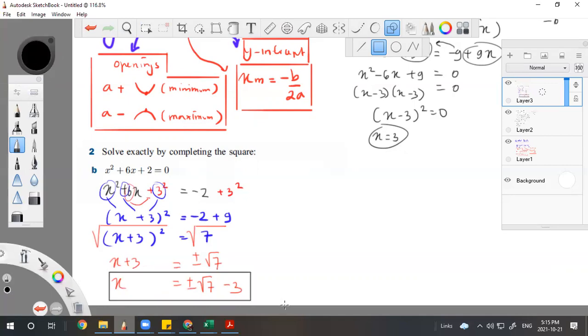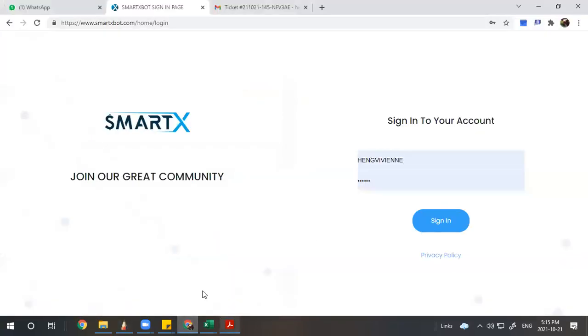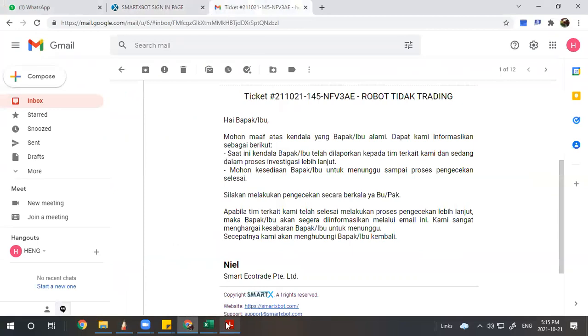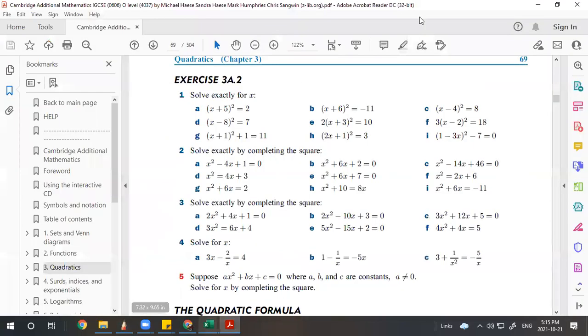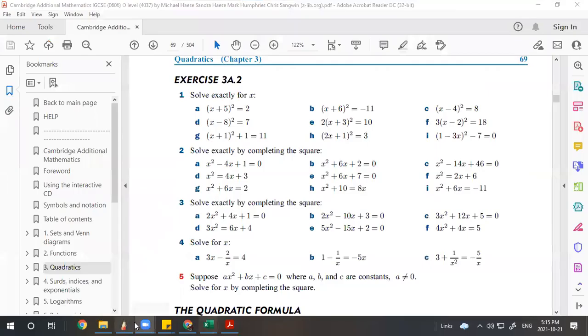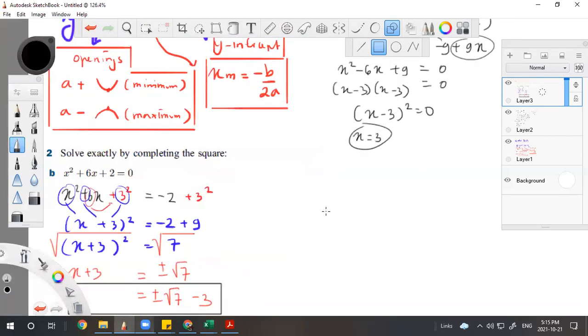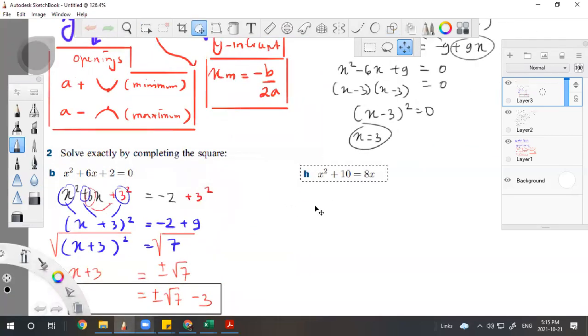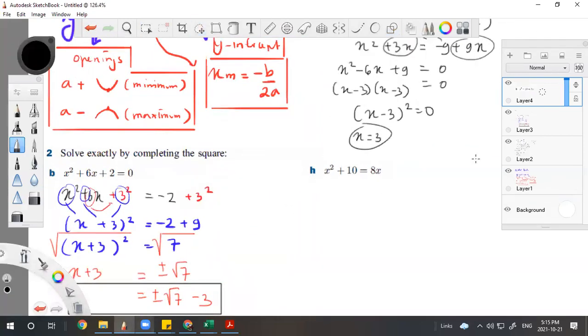That's all. Okay, how do we do the other? Okay, I will give you some examples. Wait, what is it? Ah, there you go. Let's do number 2h. Okay, it's still not in the proper place, so you have to make it proper.